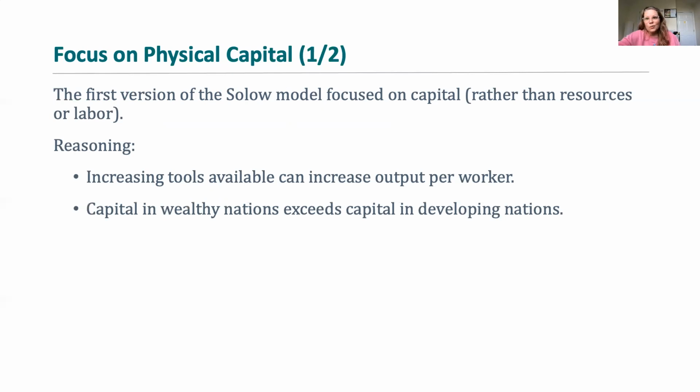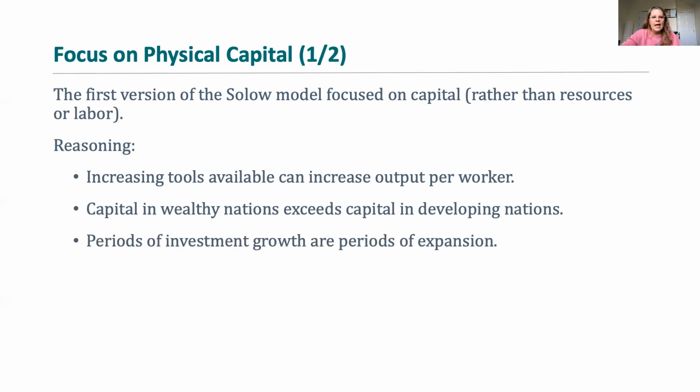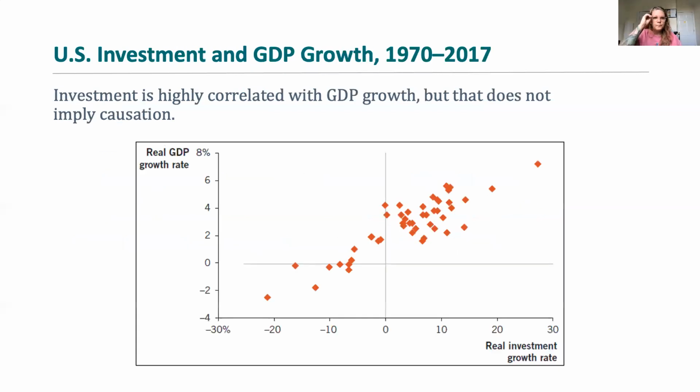So what we saw was that capital in really wealthy nations exceeded capital in more developing nations, and that periods of investment growth, where they were investing heavily in capital, led to periods of economic expansion. We can see here that there is a pretty strong correlation between the growth rate of investment in physical capital and the growth rate of real GDP, right? There's a positive correlation here.